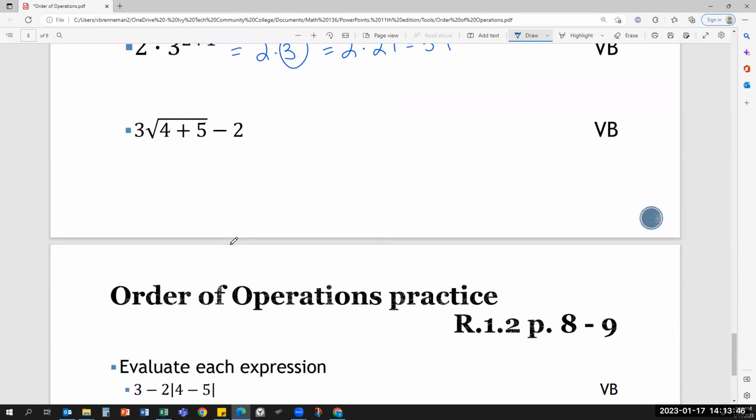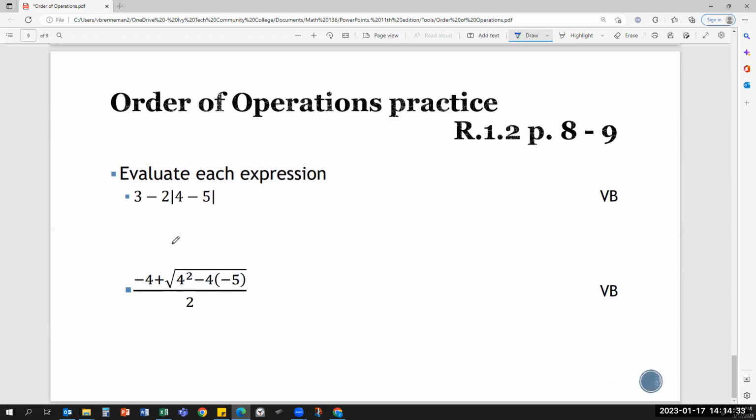Then we have 3 times square root of 4 plus 5, minus 2. The 4 plus 5 inside the square root is the first thing to do. Highest level of grouping. 4 plus 5 is 9. Then the square root is the next highest level operation. Square root of 9 is 3. So we now have, because we don't have the grouping of the square root symbol anymore, I put parentheses around the 3 so that we still see that juxtaposition. That means multiplication. 3 times 3 then is the next operation level. 3 times 3 is 9, and then the minus 2 is 7.